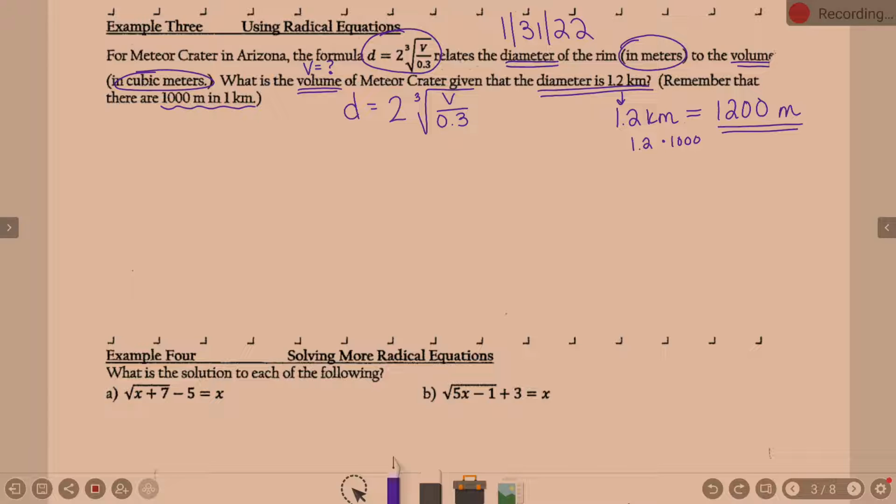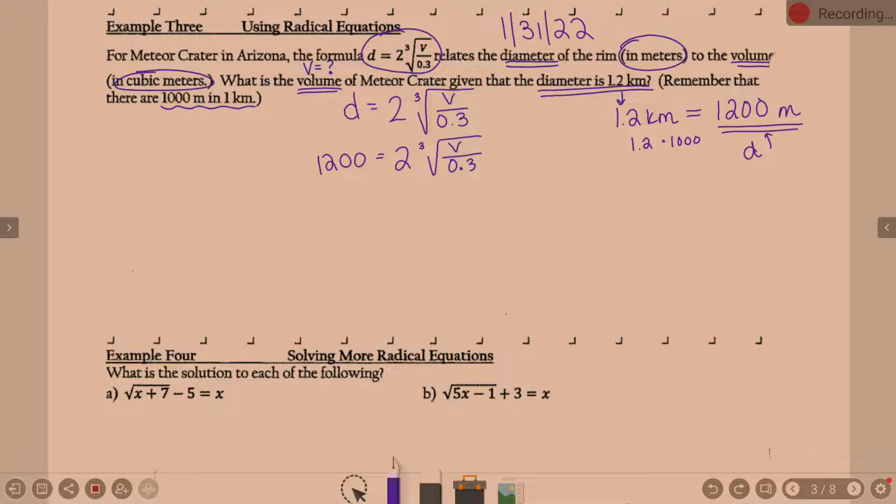1,200 meters is going to go in for what? What does this go into for our formula? This is D, right? This is our diameter. So, let's fill in our formula here. D equals, so 1,200 equals 2 times the cube root of V over 0.3.